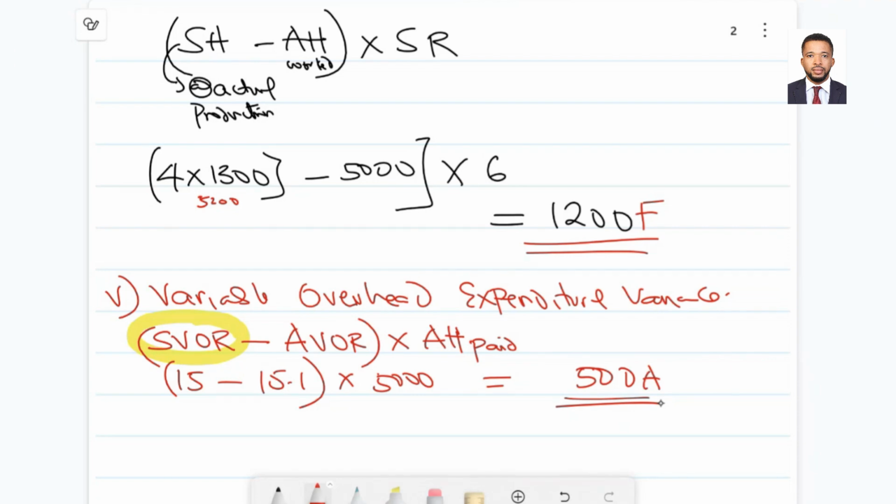Okay. You understand what this means? Standard variable overhead rate. Explain to me. I want to learn. Standard is what? Budgeted. I budgeted to spend 15 naira per hour on variable overhead. How much did I spend? So is it good for you? Why is it not good? Because you spend more. Automatically adverse.